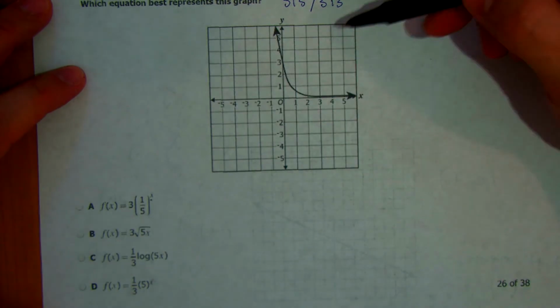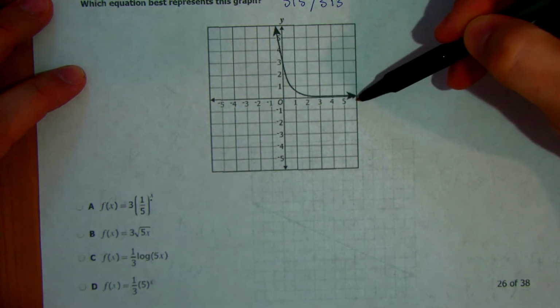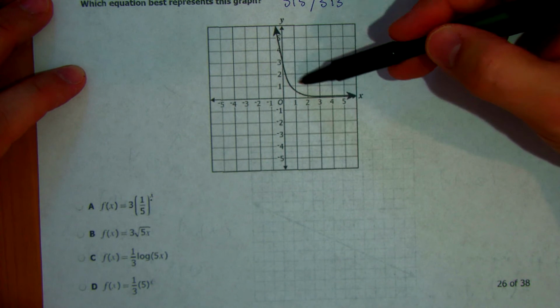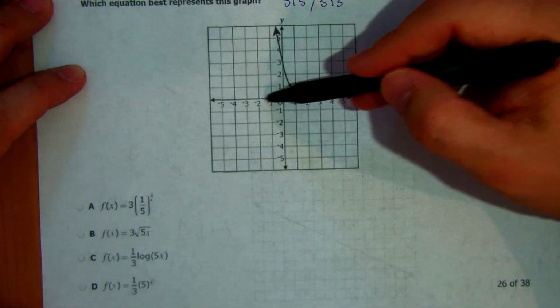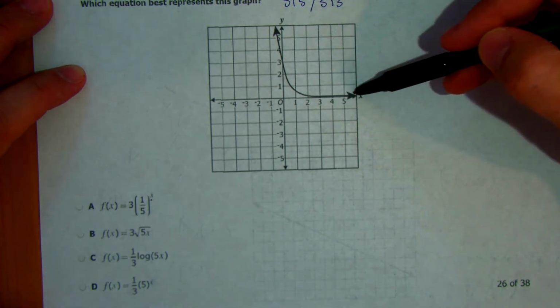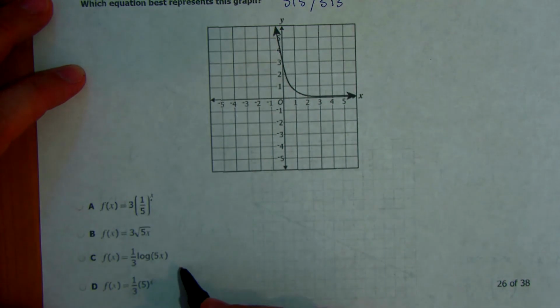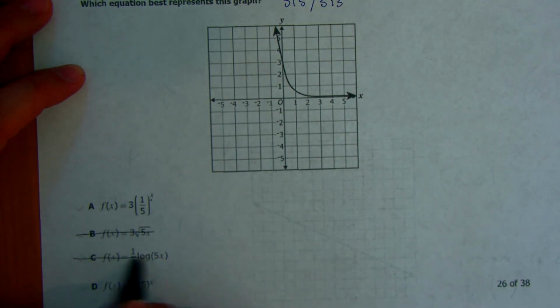Well, what I can tell you is that this curve here, this type of curve, is an exponential function. This is an exponential curve. It's called an exponential decay function because instead of going up like exponential growth, it actually goes down. It's getting smaller and smaller as we go along. How can we tell which one? So if we think of it that way, we know it's not B, we know it's not C.